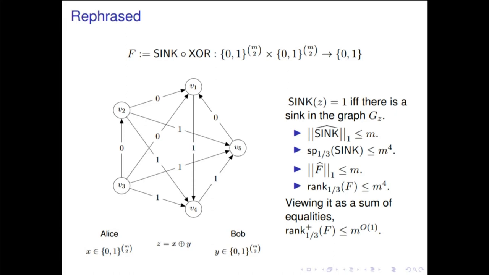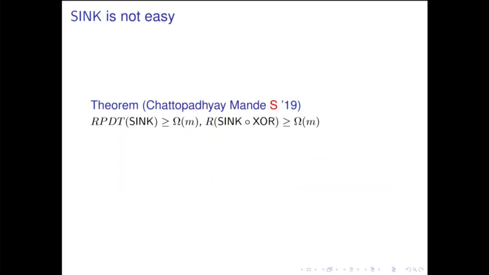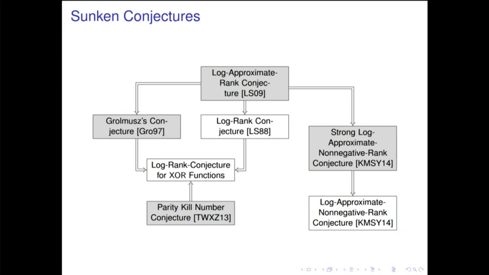All right, so what we proved in our recent result was that the randomized PDT complexity of sink is omega m. The randomized communication complexity of sink of XOR is omega m. And that the parity kill number is also omega m, but I haven't introduced that, so it's useless. So what does that do to our conjectures? These conjectures are all now false. The log approximate rank conjecture is false because log approximate rank is order log m, but the communication complexity is omega m. Similarly, Grolmusz's conjecture, the parity kill number, and the strong log approximate non-negative rank conjecture are also false.